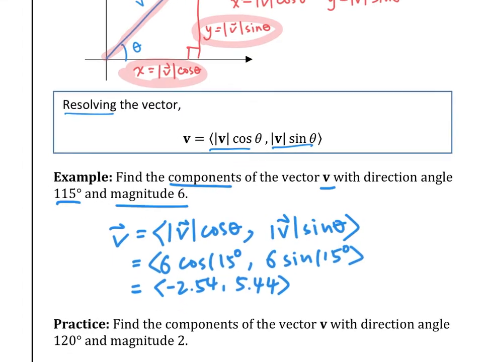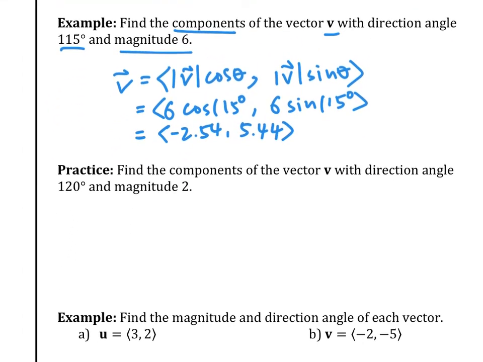Okay, let's have you try this really quickly. Find a vector v with direction angle 120 and magnitude 2. All right, since angle 120 is actually a value in the unit circle, you can just use the unit circle to help you. So the vector is negative 1, square root 3.